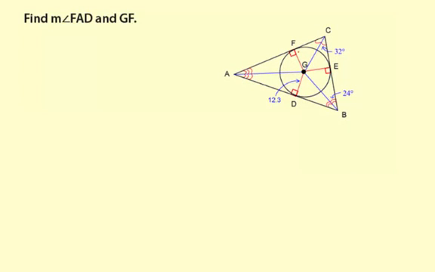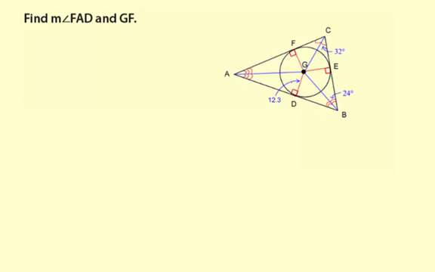Find the measure of angle FAD and GF. Let's take a look at the picture. Here we have point G, which appears to be the point of concurrency of the three angle bisectors of the triangle. That means it's an incenter, and this circle centered at point G is inscribed in the triangle. It also means this point G is equidistant from F, E, and D.